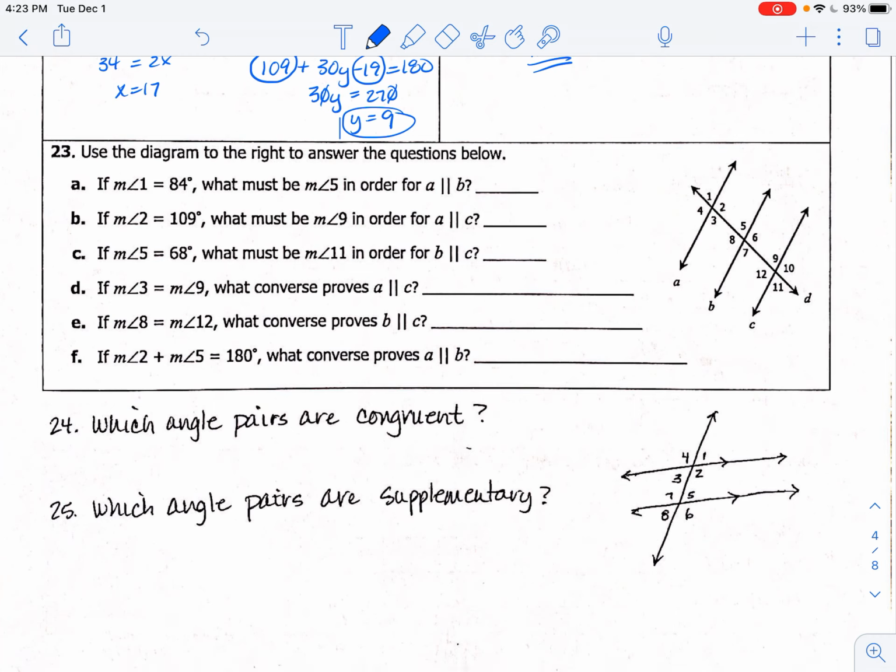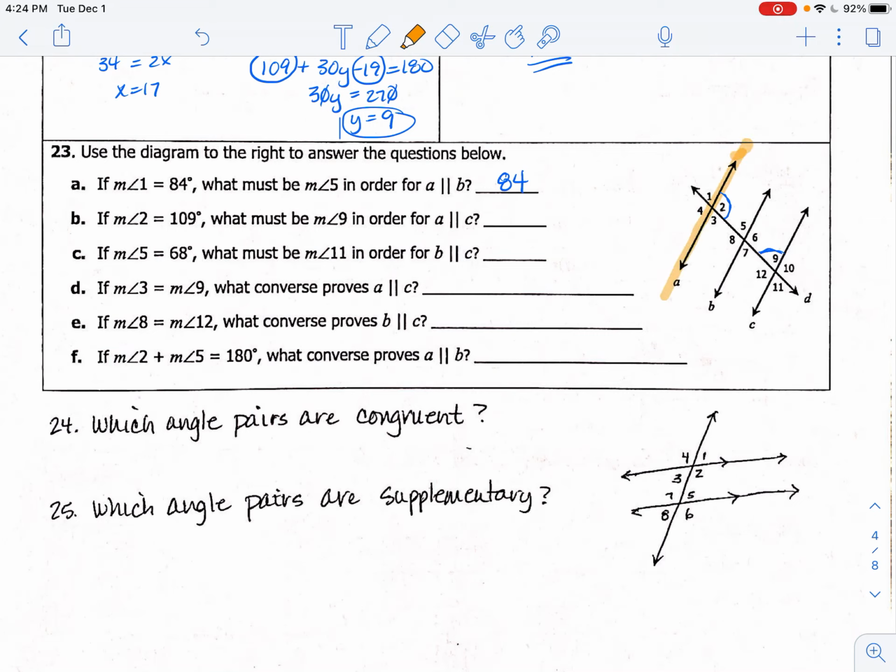23, use the diagram to answer the questions below. The measure of angle 1 is 84. What must be the measure of angle 5? Well, if they're parallel, that means those would be corresponding, and corresponding are congruent. If the measure of angle 2 is 109, okay, so these are obviously different problems, so I'll erase. Measure of angle 2 is 109. What must be the measure of angle 9 be?